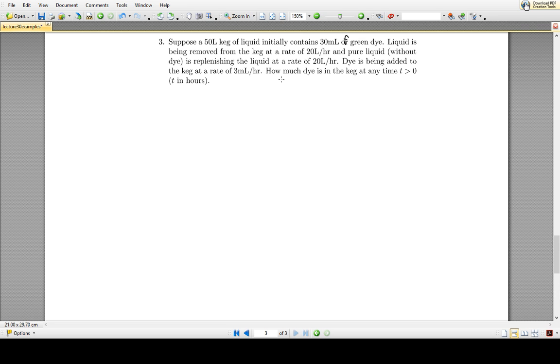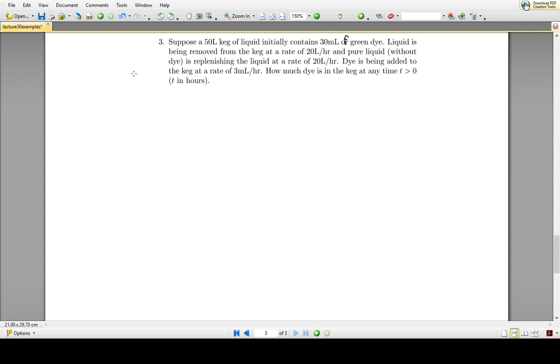So the volume of the amount of fluid in the keg isn't changing. 20 liters coming out, 20 liters going in, but the 20 liters coming in does not have any dye. However, you actually manually add dye to the keg at a rate of 3 milliliters per hour. How much dye is in the keg at any time t, where t is given in hours?